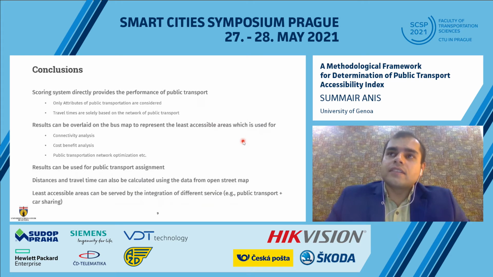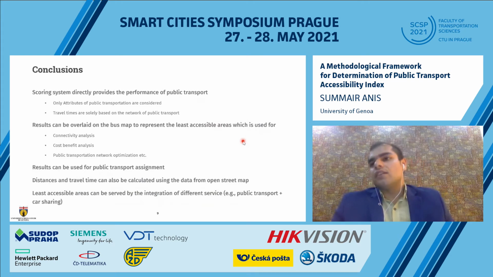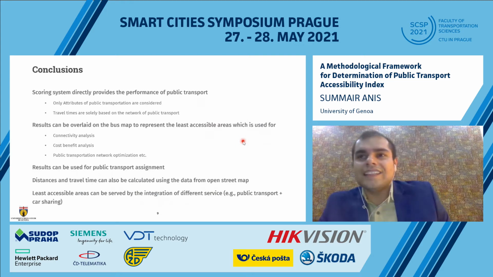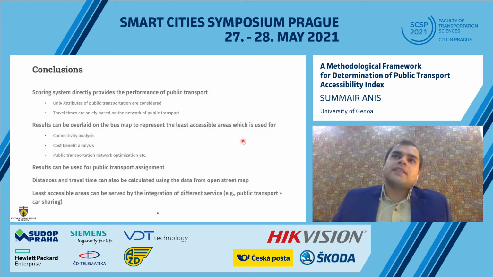Also, we use these results to overlay on the map of a region, a city, or a smaller district in the city, and we can show the least accessible areas. So what is the purpose of representing these least accessible areas? These least accessible areas can be used for many future analyses, such as connectivity analysis, cost benefit analysis, public transport network optimization, and many others. So it opens new ways towards new research. This map can be used as a base layer for future analysis.